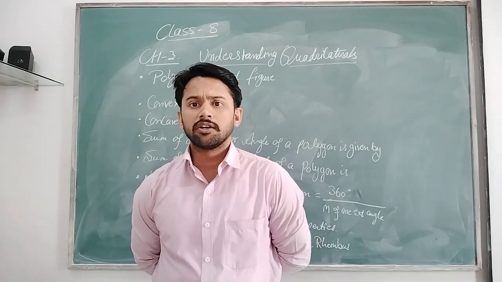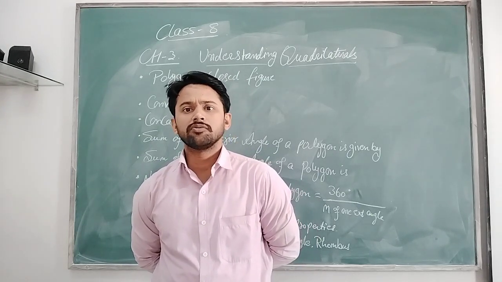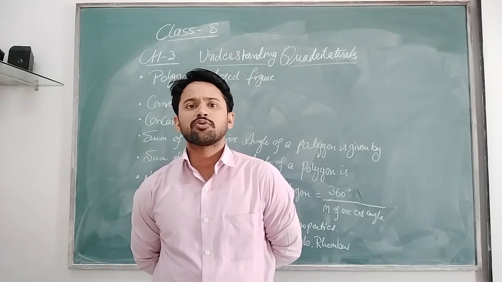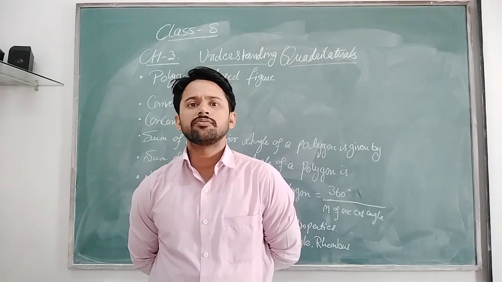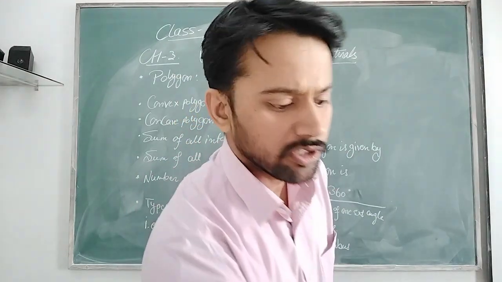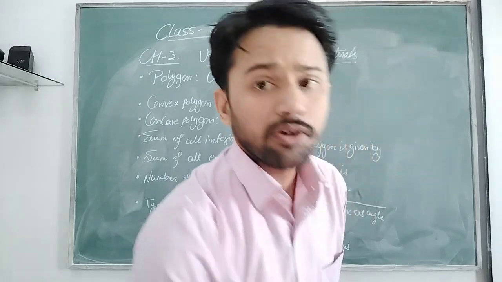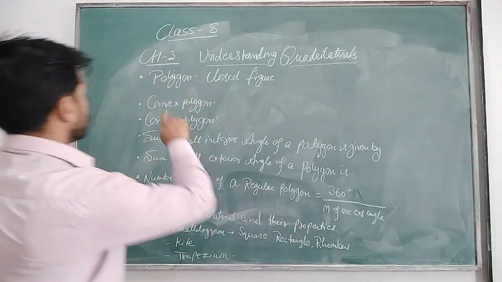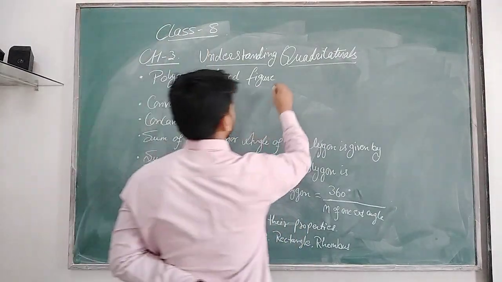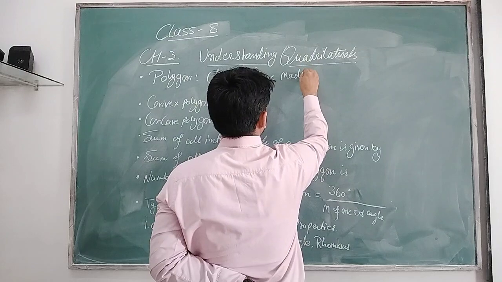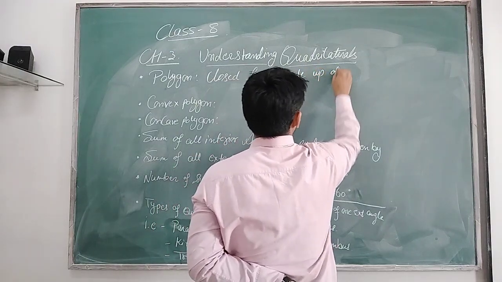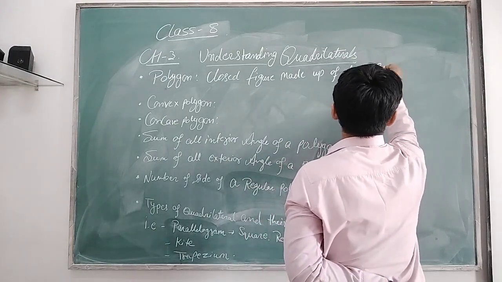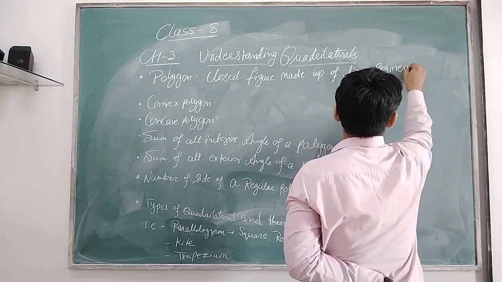Okay, so our first topic is polygon, which is very important also. So, what is a polygon? A polygon is a closed figure that is made up of line segments. A polygon is a closed figure and that must be made up of line segments.